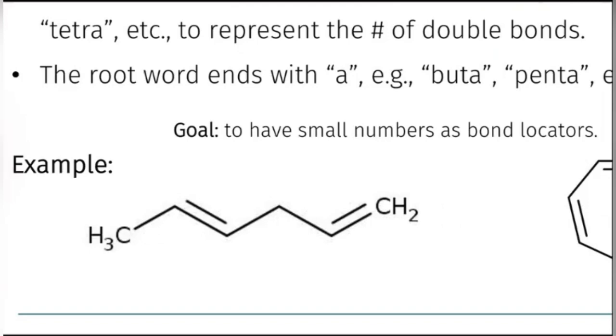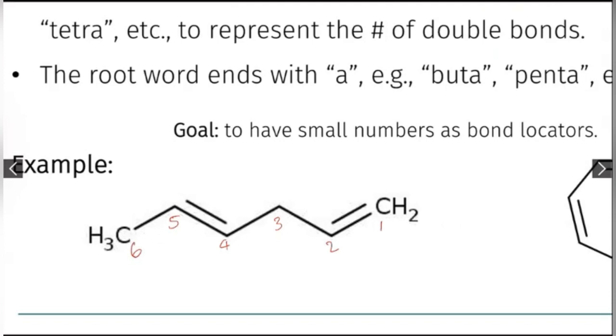Again, to number carbons, you start at the carbon that is nearest to a double bond. So which side is near to the double bond, the left side or the right side? In this case, the right side is the nearest one to a double bond, so you should start at the right side. You will number here carbon 1, carbon 2, carbon 3, carbon 4, carbon 5, carbon 6. So there are 6 carbons in this structure.